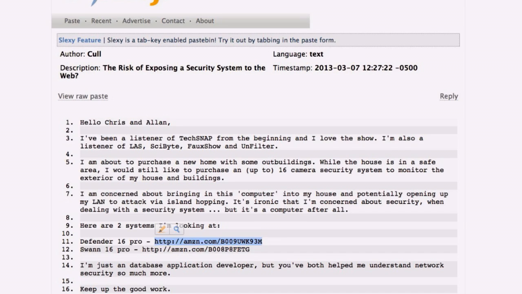Mr. Jude, are you ready for our first email? Sure. All right. It comes in from, I believe, I'm going to go with Cole. His name is Cole, Cull.